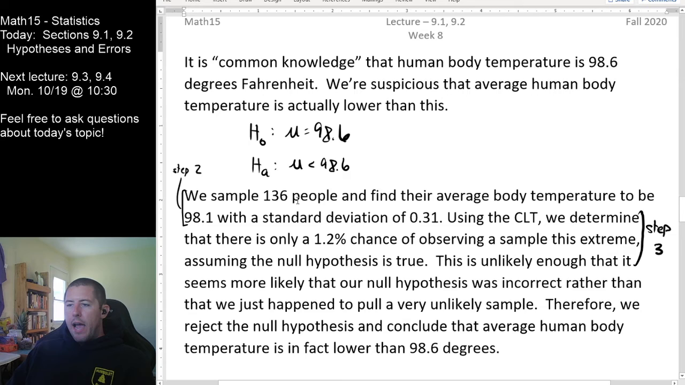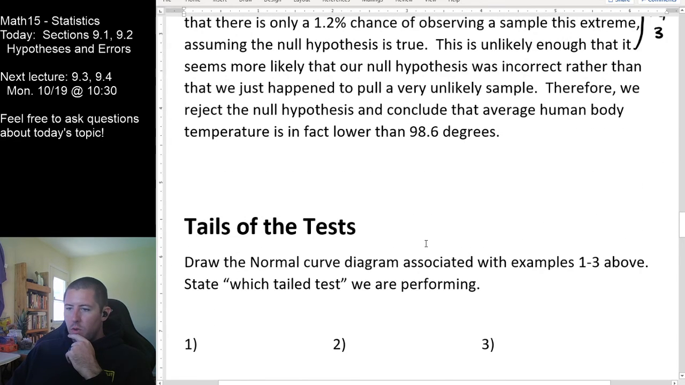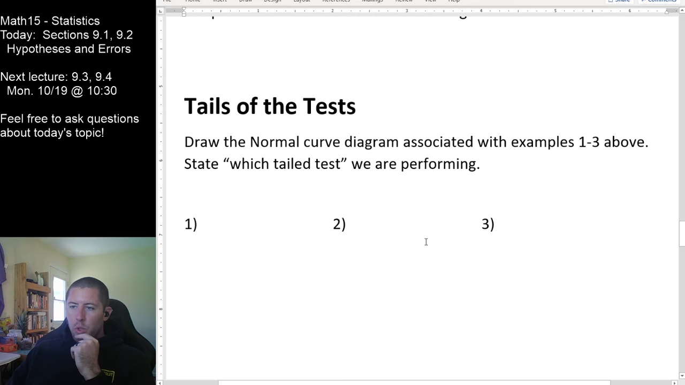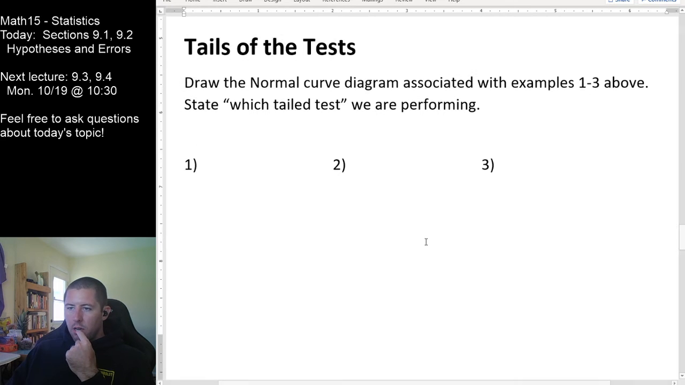So that's where we're heading with this, and we're going to see now how our decision about how to form our hypotheses here is going to influence the probability that we're going to accumulate here. So let's go ahead and take a quick look at that. These are referred to as the tails of the test. So what I want to do here is, in a sense, revisit each of these statements that we made above, and then talk about how we're going to get the probability out of this. This is determining what tails are associated with our test, and you'll see exactly what I mean in a minute when I draw my normal curve diagram.